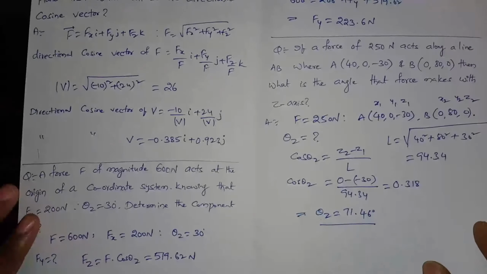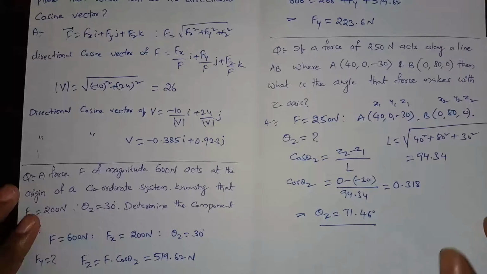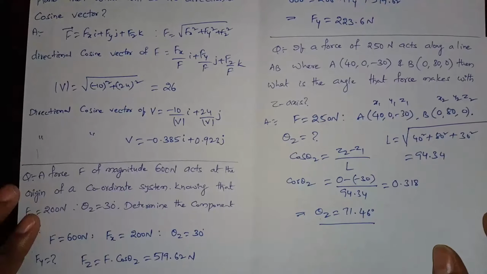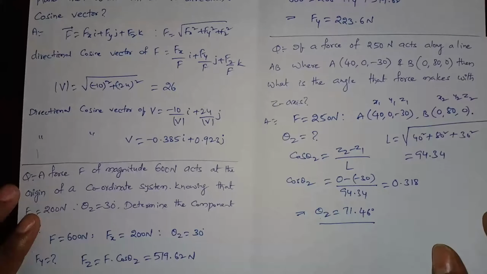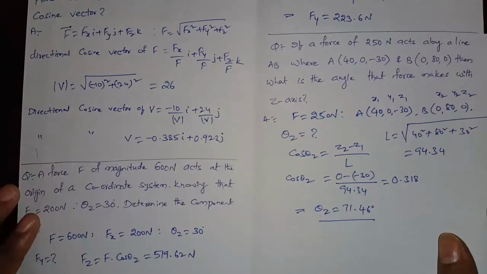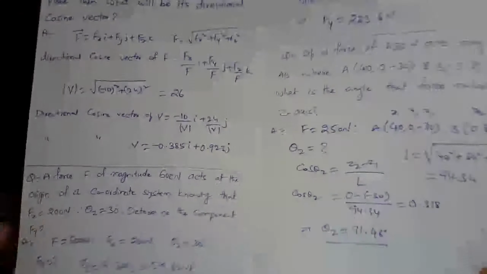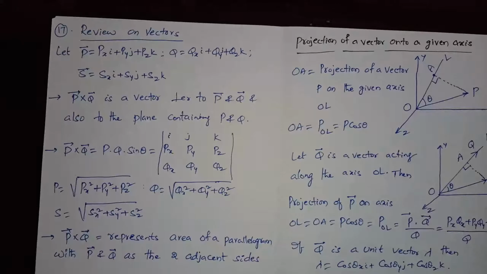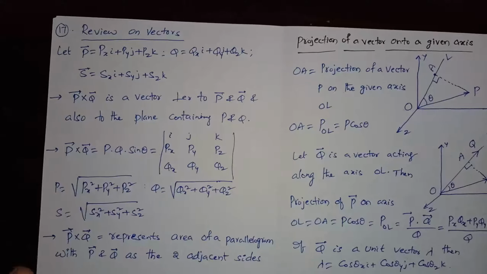So after solving this problem, that is finding the angle made by the force with the z axis, we got theta z is equal to 71.46 degrees. Now let us move on to briefly review about the vectors.